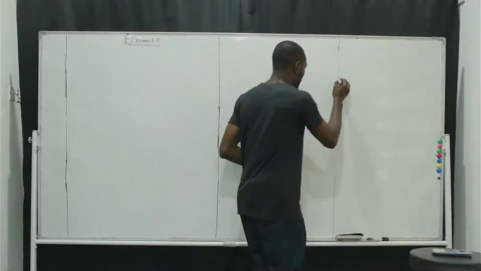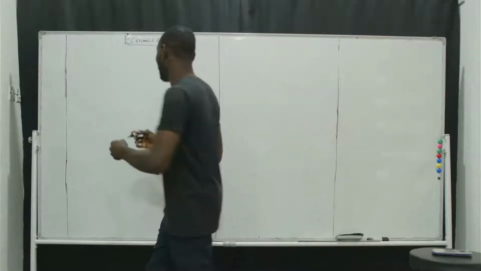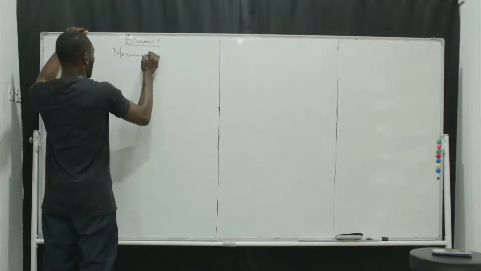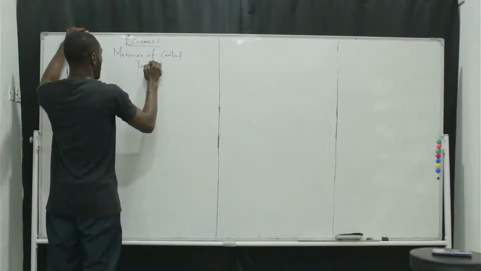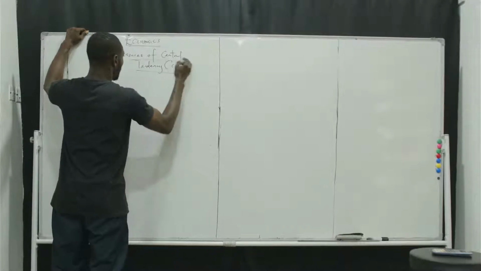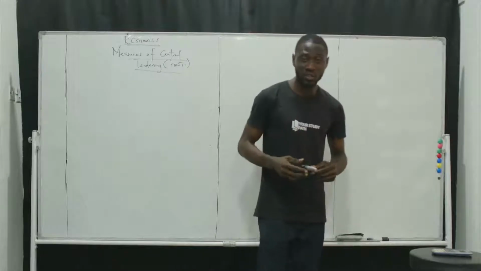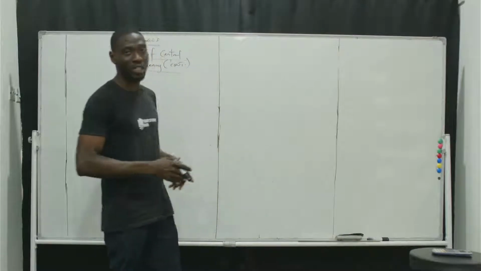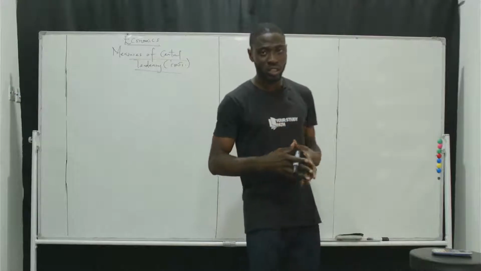Last week we were discussing the measures of central tendency, right? And we discussed some of their formulas, okay? The mean, mode, and the median. We discussed how you can apply them for grouped data and for ungrouped data, all right?